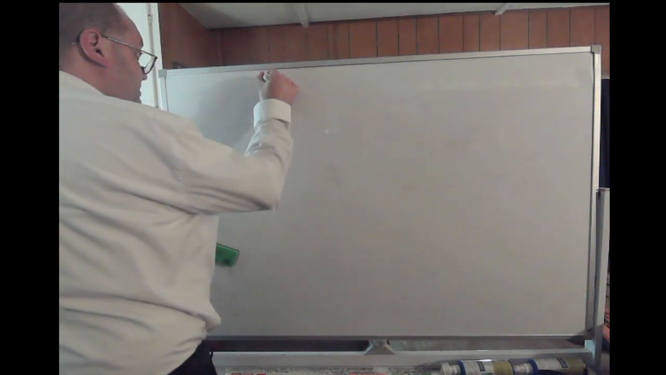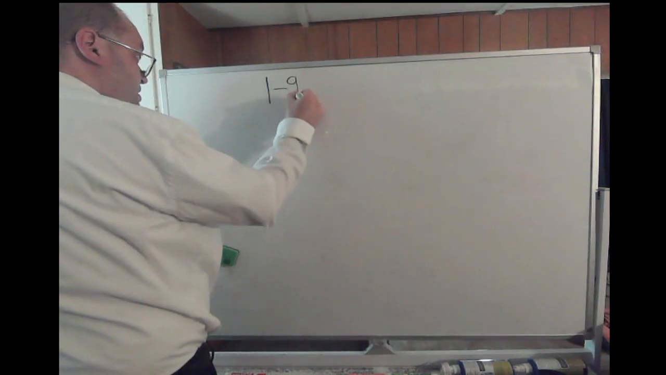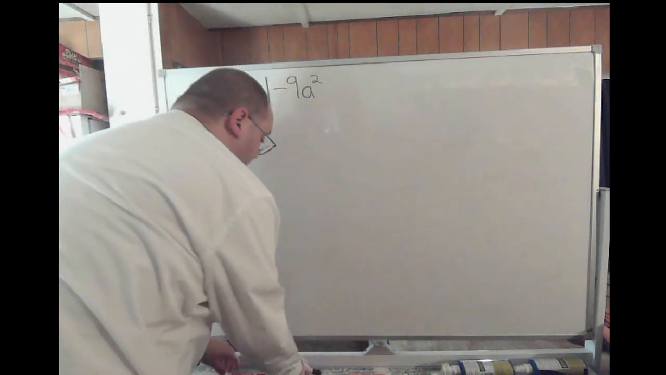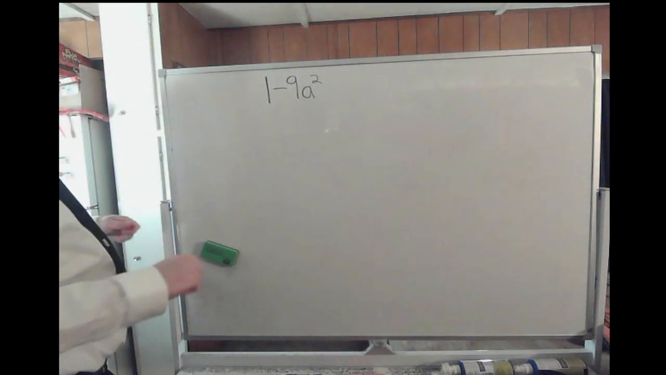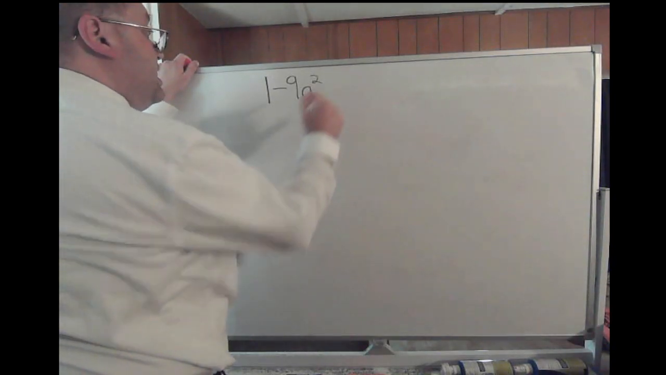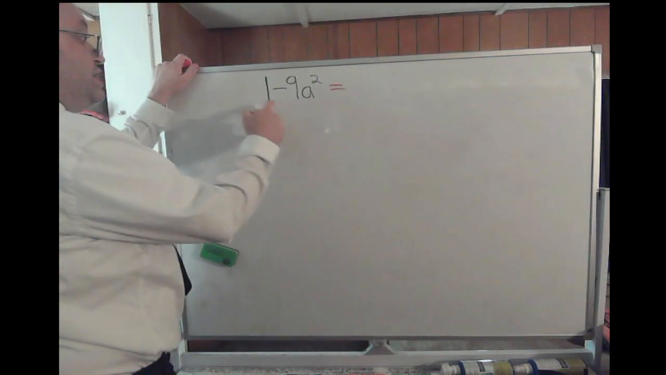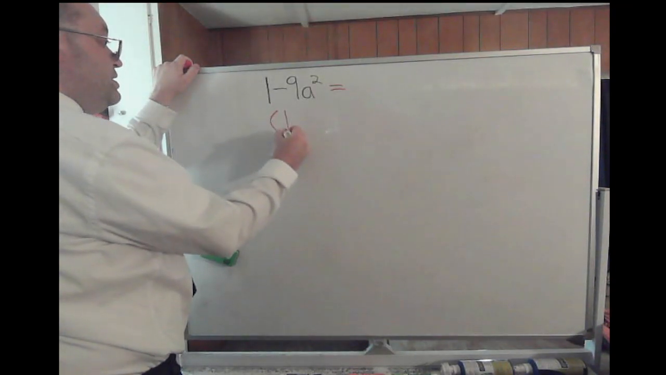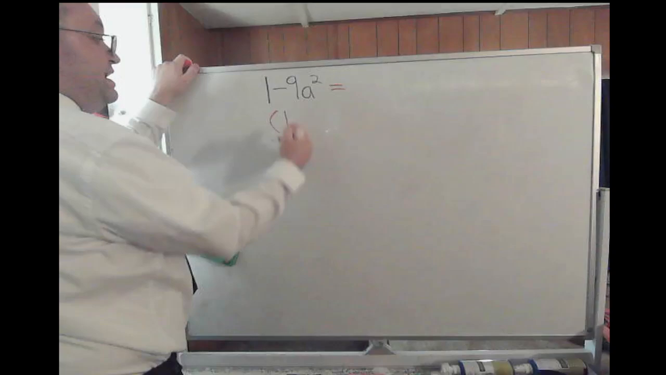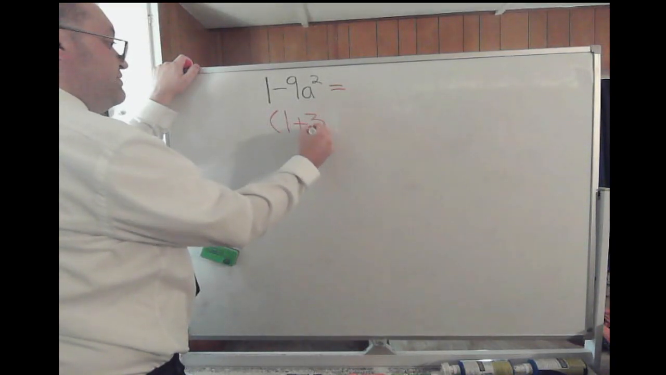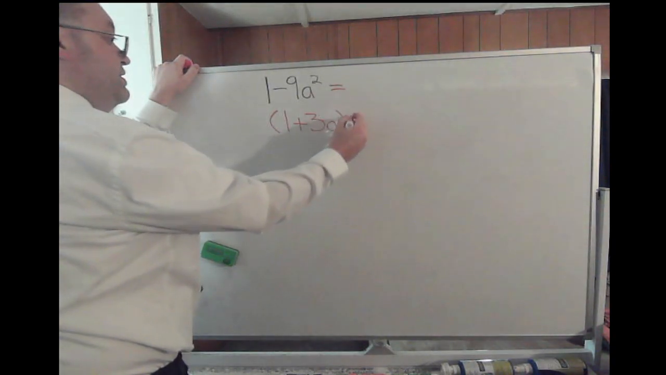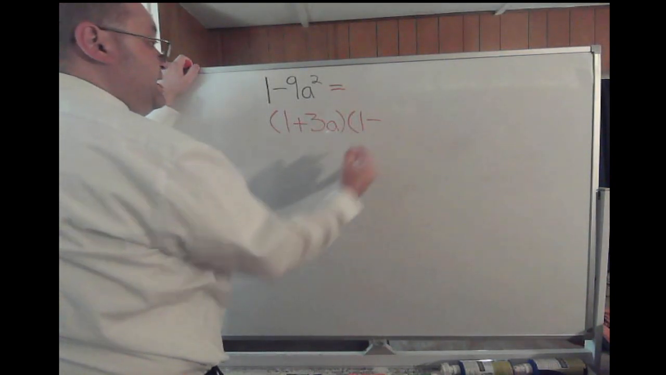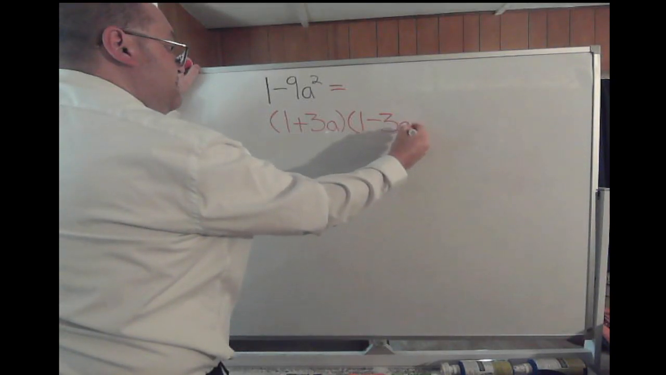Now what if we had a problem like this? 1 minus 9a squared. What if we have 1 minus 9a squared? Well, it's always going to be your first term remains positive. So the square root of 1 is 1. Now the square root of 9a squared, that's positive, you'd get positive 3a. Then you would do the quantity times 1 minus the square root of 9a squared, which would be minus 3a.